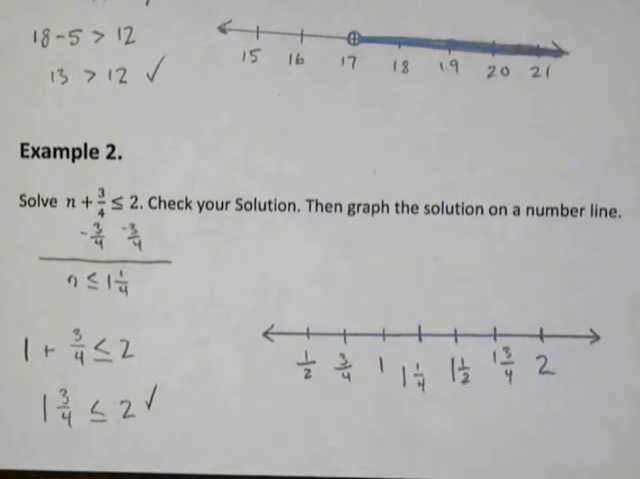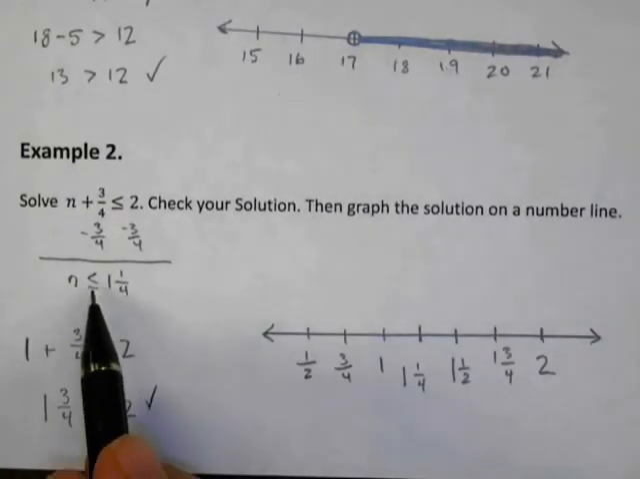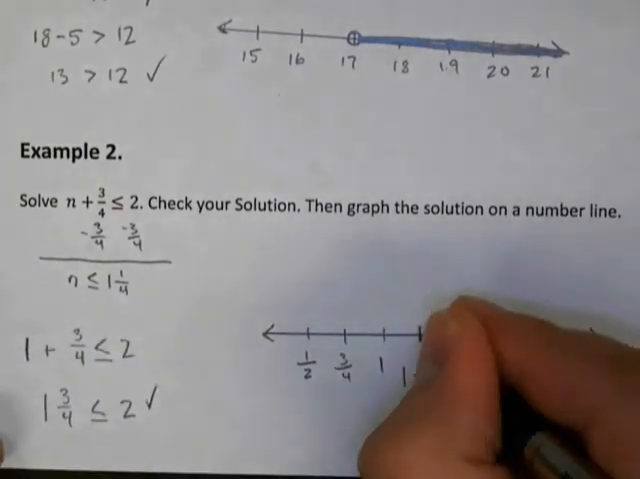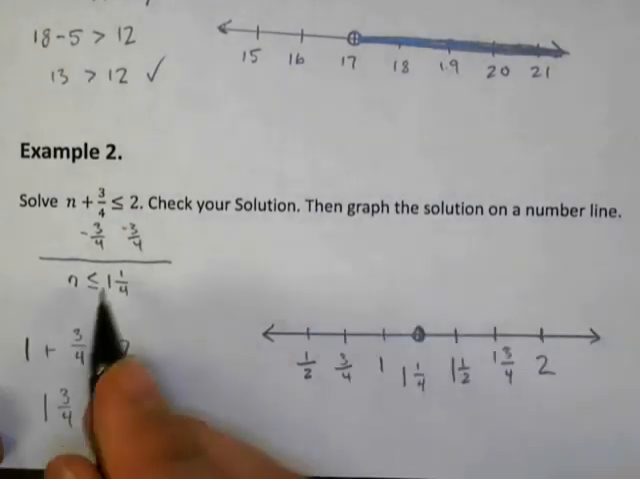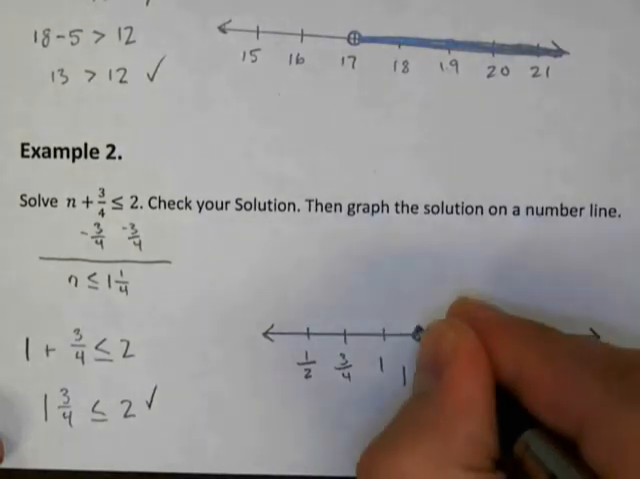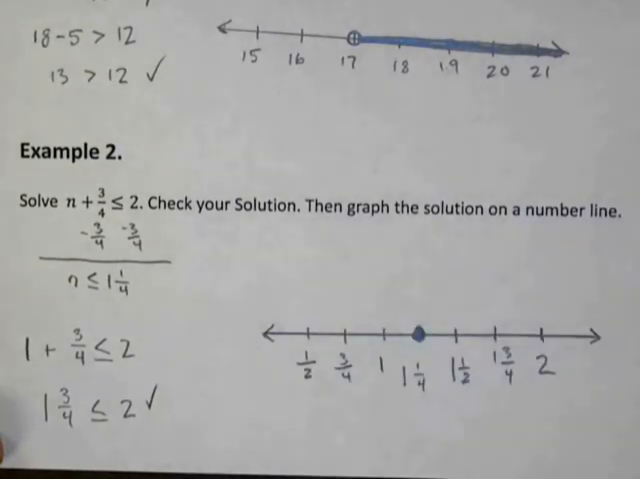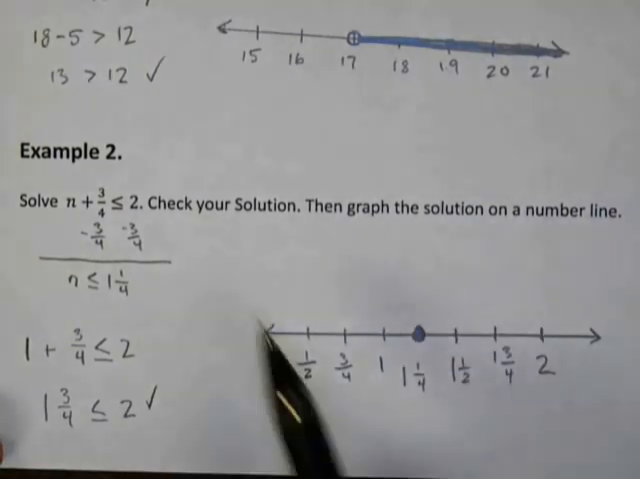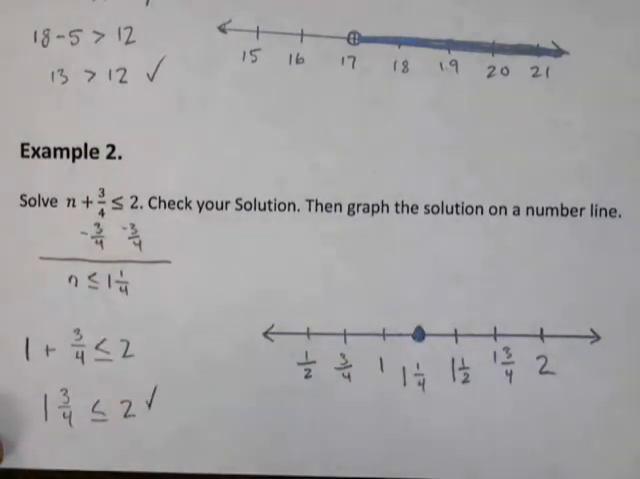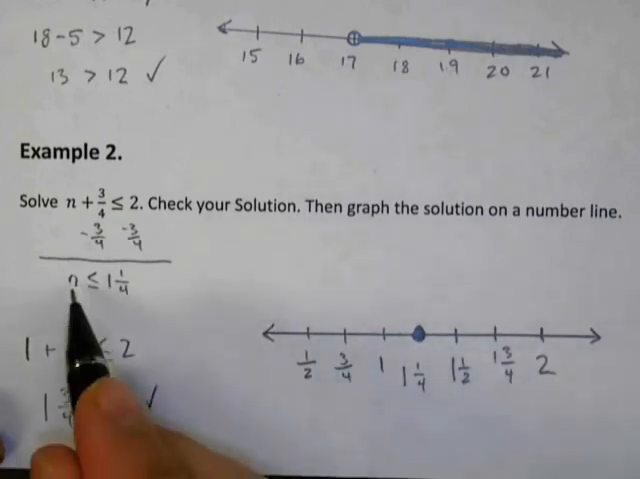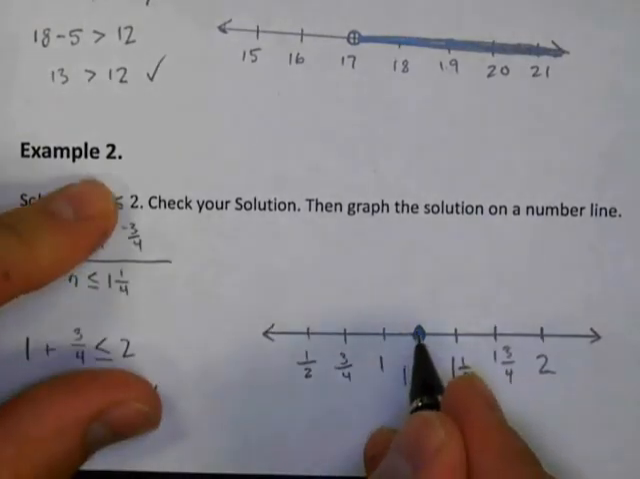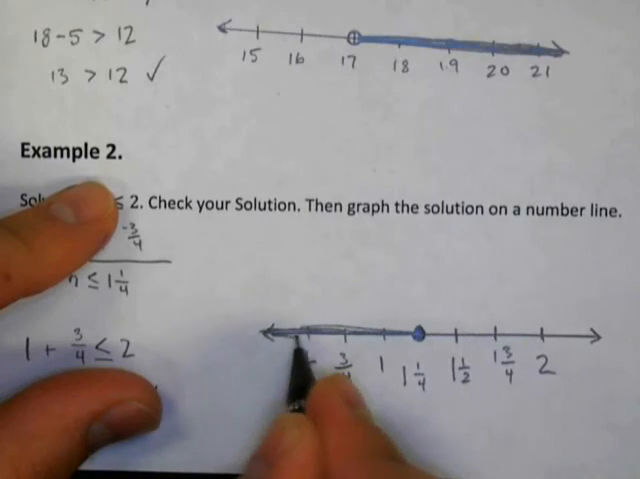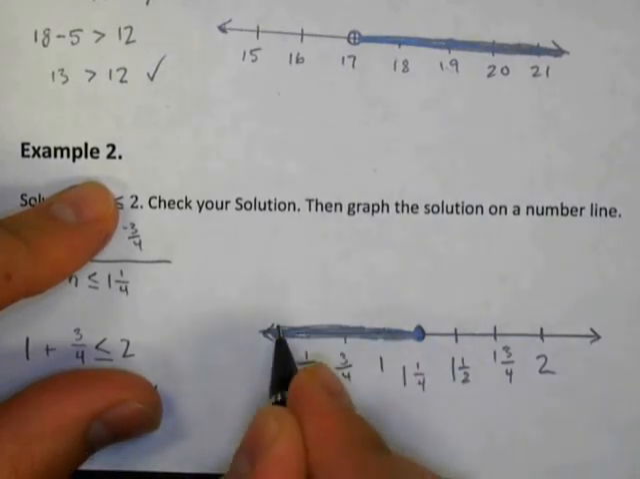Alright, so again, this is less than or equal to, so we have to choose our position right away. n is less than or equal to 1 1/4. So we're going to choose this position right here. And because it's less than or equal to, that is a closed dot, meaning that it includes that number 1 1/4. So you fill it in. Remember, that's the difference. When it's less than or equal to, you fill it in when it's got that equal to. If it's less than or greater than, then you have an open dot. Now it's n is less than that, which means we have to go this direction on our number line and fill it in that way.